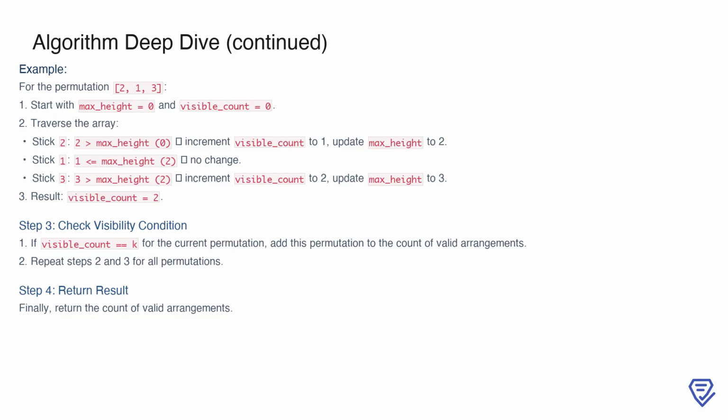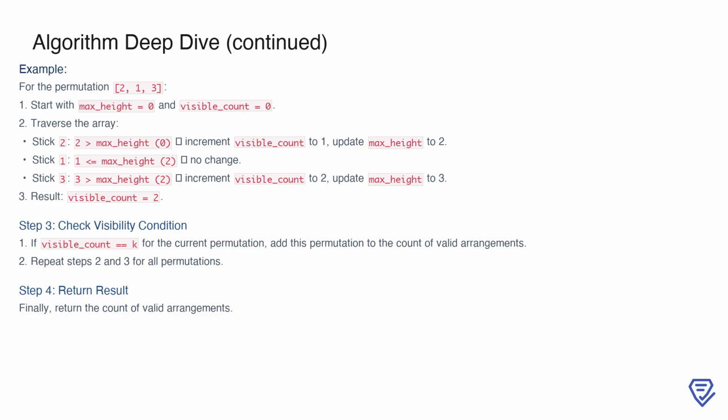Next, we encounter stick 1. Since 1 is less than or equal to max_height, which is now 2, it is not visible, and we make no changes. Finally, we reach stick 3. Since 3 is greater than max_height, it is visible. We increment the visible_count to 2 and update max_height to 3. At the end of this traversal, the total visible stick count for 2, 1, 3 is 2.